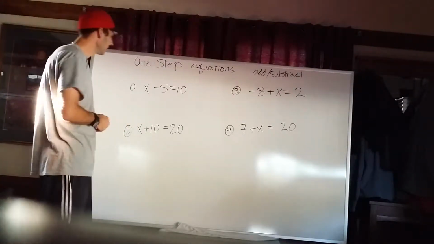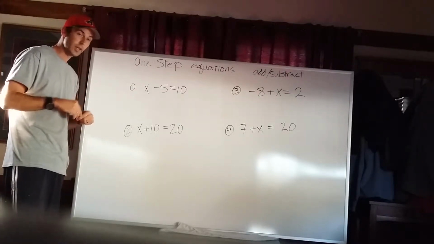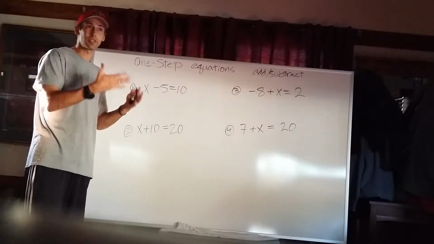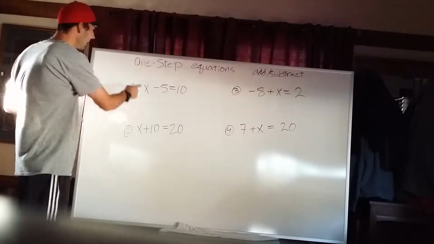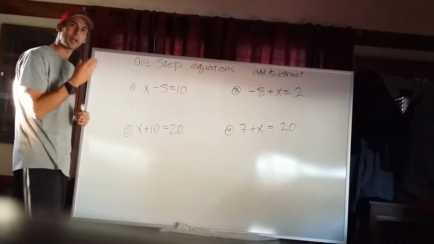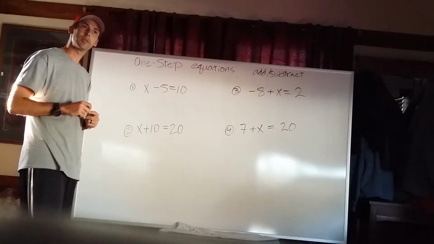you see. So if we look at the first one, we have x minus 5 equals 10. We want to get our variable by itself by removing the integer on the same side. X minus 5 equals 10. How can I get rid of a minus 5? Or how can I move it to the other side or eliminate it from the left side?